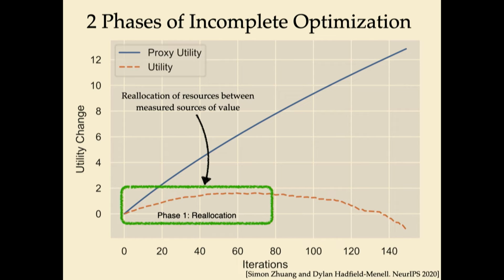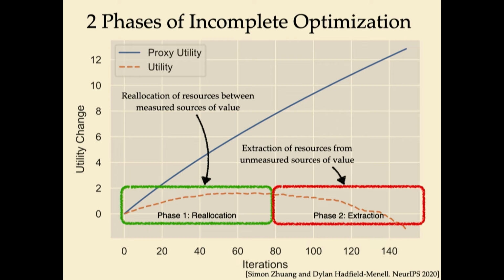The problem is at some point you hit the Pareto frontier on the things that you've measured. And now there's only one goal for the system, which is to take resources from things you're not measuring and reallocate them to things that you are measuring. So you go through these two phases where in phase one, you're reallocating resources, and in phase two, you're extracting resources.